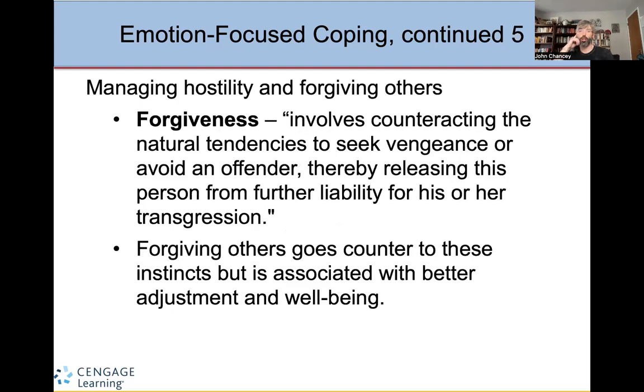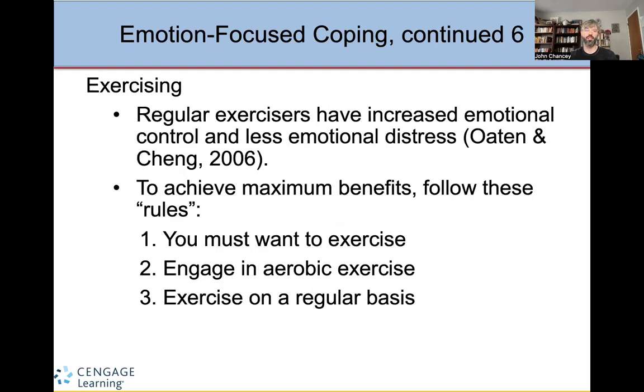Another aspect of emotion coping is forgiveness. Really forgiving people who transgress against us, perceived transgressions, whether they're real or not. There's a lot of evidence that it goes counter to our instinct. A lot of times when people harm us, we want to remember that and hold it against them. But there's also a lot of evidence that it's better overall for our well-being to forgive. We don't necessarily have to forget, but forgiveness is really helpful.